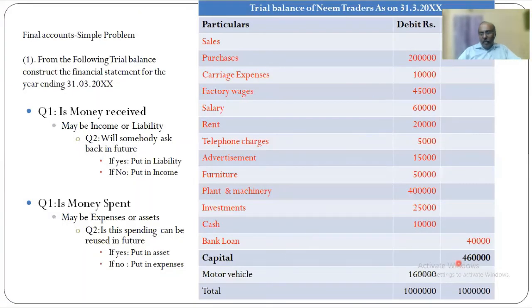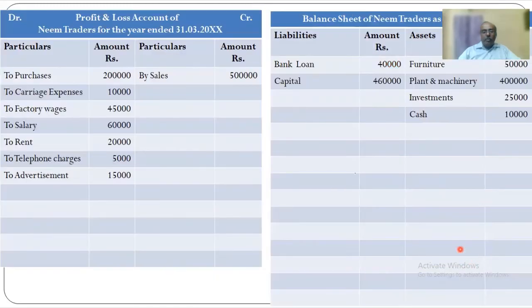Then capital, 4,60,000. Here also money is received. This money is from the proprietors of the company, shareholders or owners of the company. But when they ask for it back at the time of winding up of the company, we are supposed to repay the money. So since something is repayable, we are supposed to put it in the liability side of the balance sheet. Anything that is repayable, we are supposed to put in the liability side of the balance sheet.